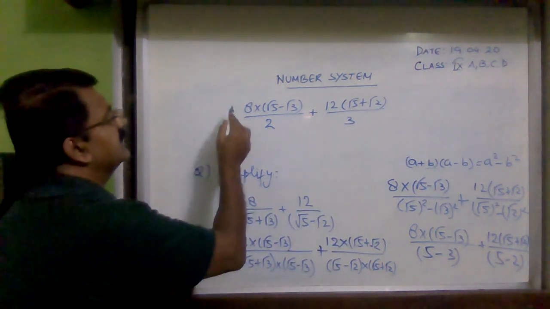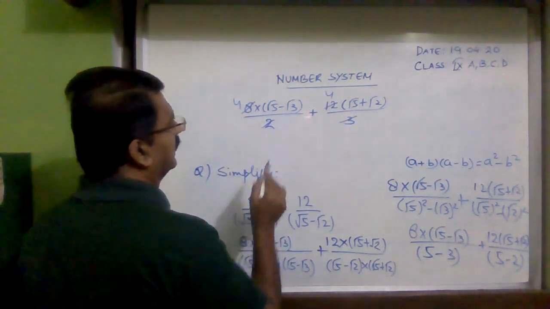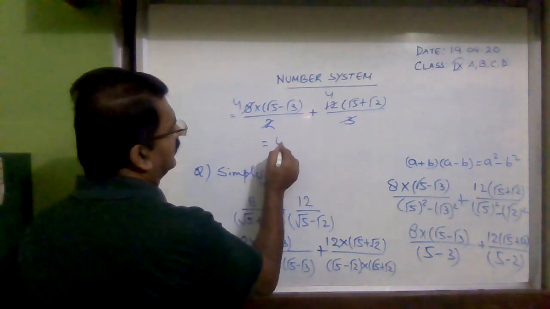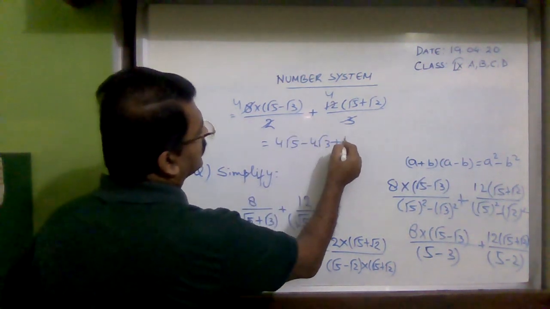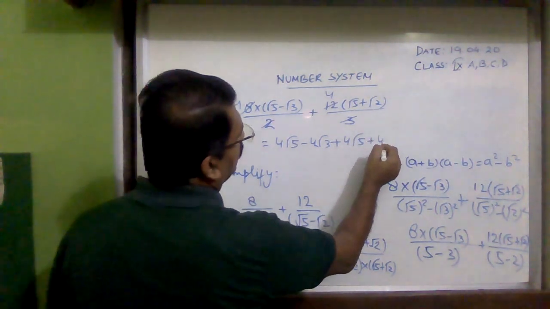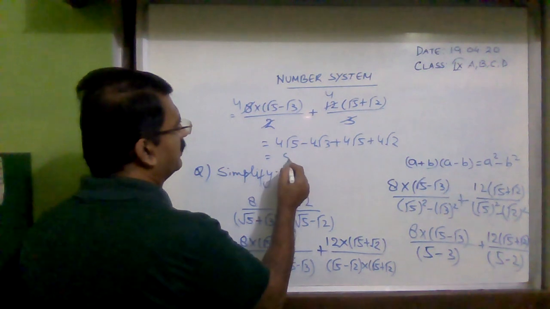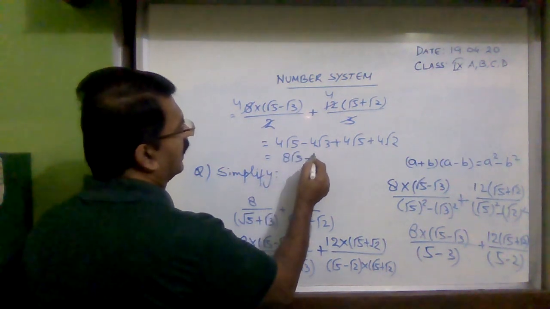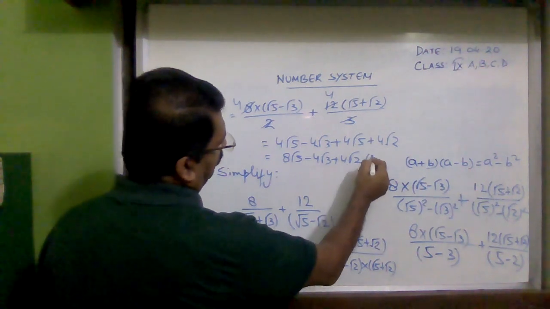So if you cancel this 8 by 2, you will get 4, and here 3 4s are 12, 4 again. When you open the bracket, it will be 4 root 5 minus 4 root 3 plus 4 root 5 plus 4 root 2. Now you see 4 root 5 plus 4 root 5 will be 8 root 5 minus 4 root 3 plus 4 root 2, and that will be your answer.